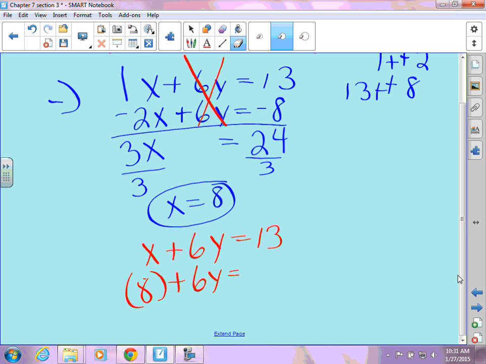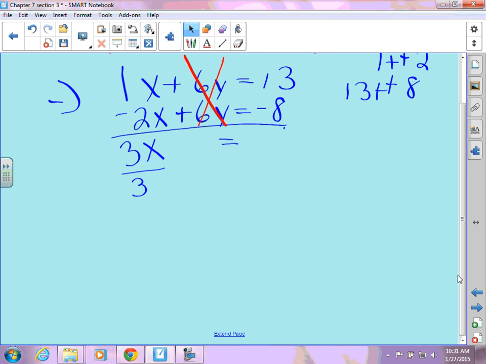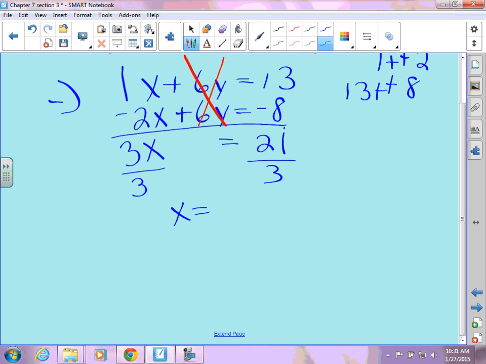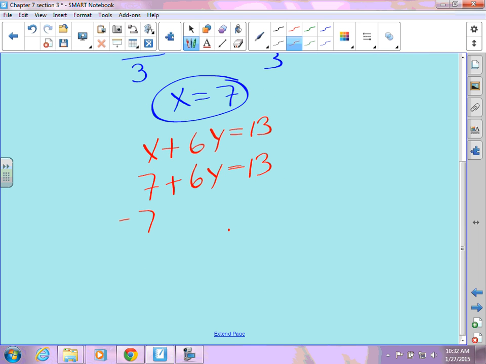All right. So x plus 6y equals 13. 7 plus 6y equals 13. And then I subtract 7. 6y equals 6. Divide by 6. Y equals 1. And again, do not forget to do your ordered pair. We okay? Questions? Okay.